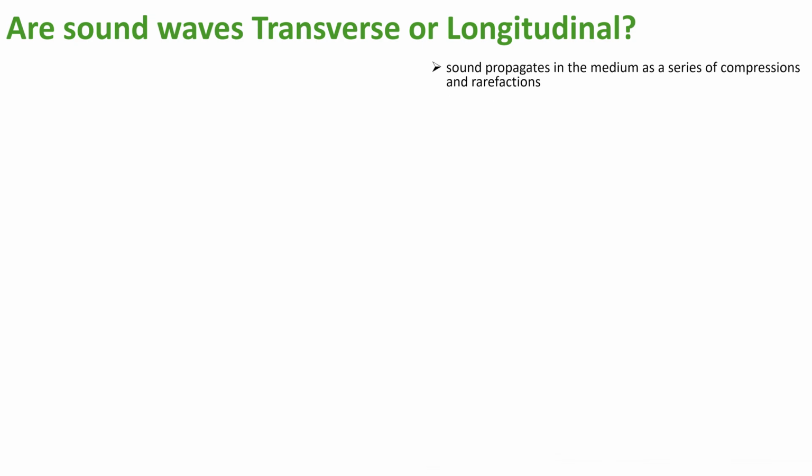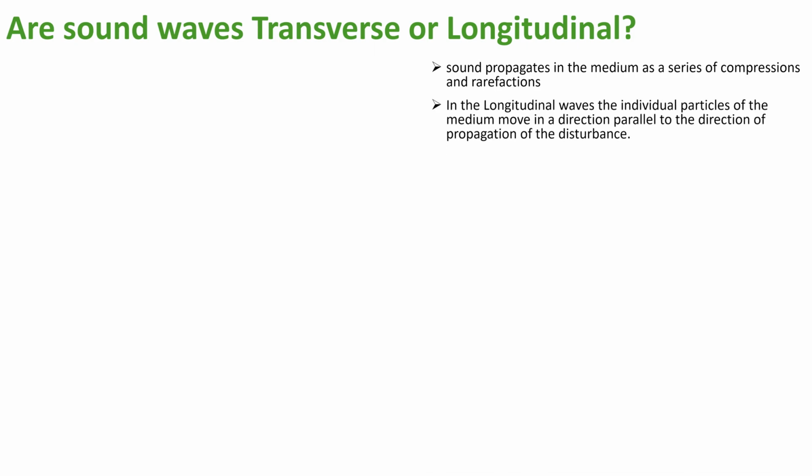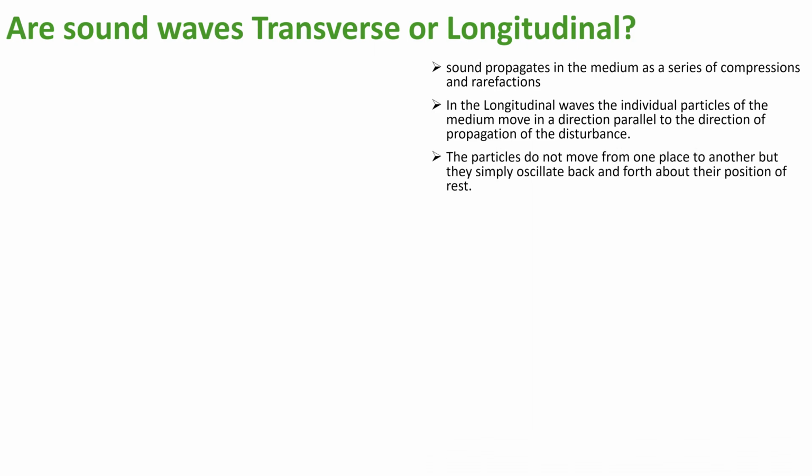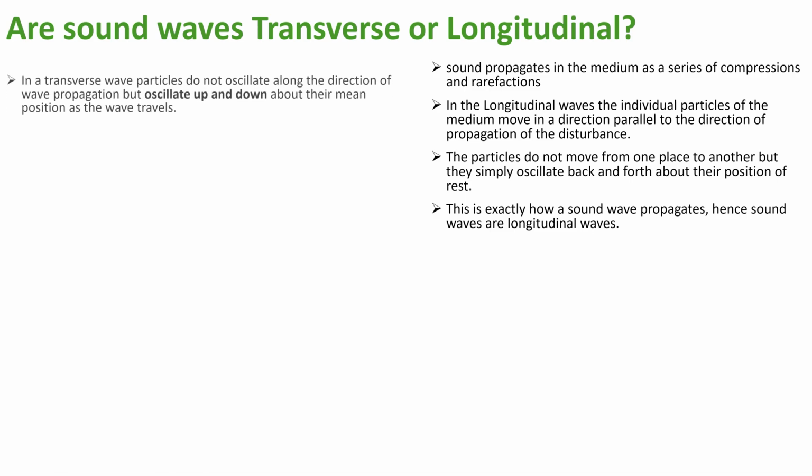Let's continue further. Sound propagates in the medium as a series of compressions and rarefactions. We learned it. In longitudinal waves, the individual particles of the medium, for example air molecules, move in a direction parallel to the direction of propagation of the disturbance. The particles do not move from one place to another, but they simply oscillate back and forth about their position of rest. This is exactly how a sound wave propagates. Hence, sound waves are longitudinal waves.